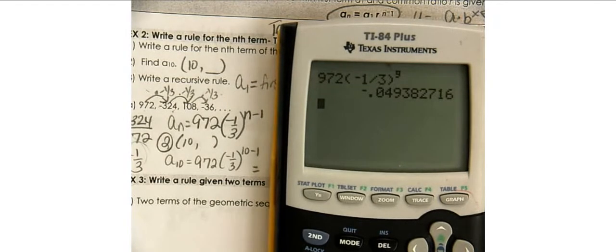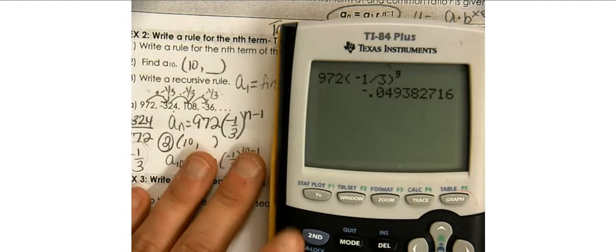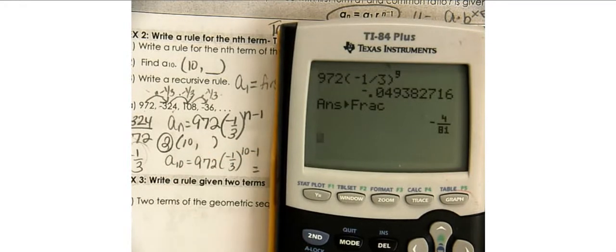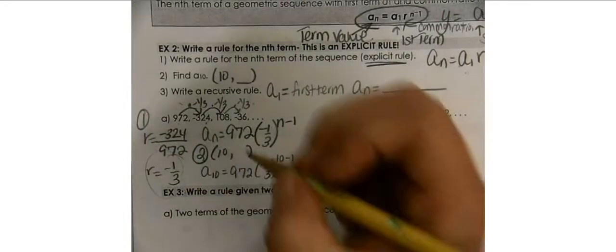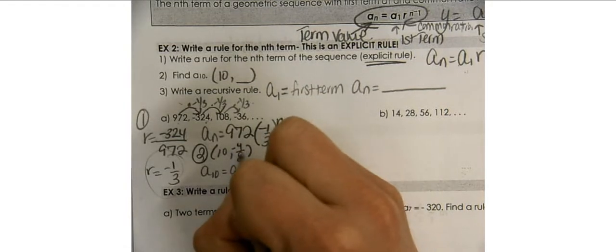And I end up with a decimal, so I'm going to use that math enter feature again, and I end up with negative 4/81. And I would prefer your answers to be written as fractions if possible. So I'm going to write negative 4/81. That represents the 10th term.